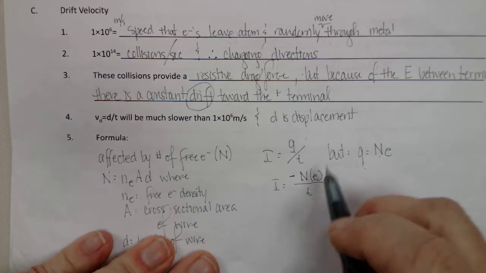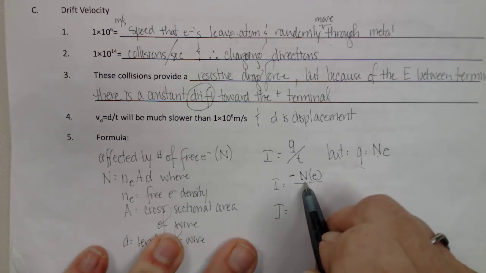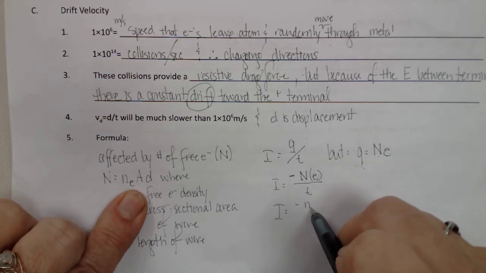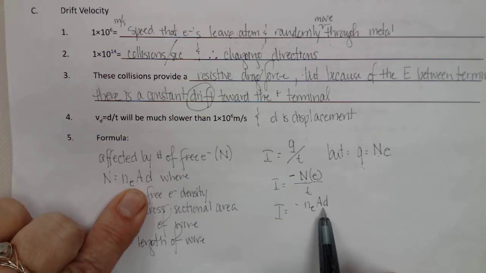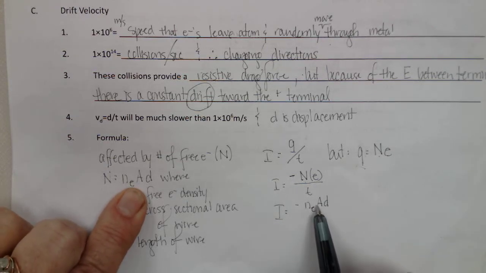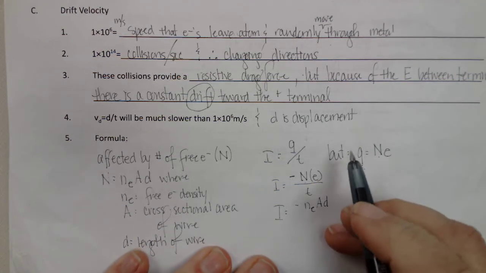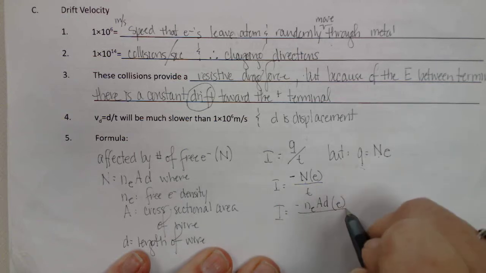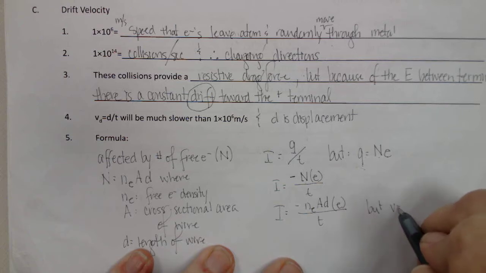Now let's redefine I. I can redefine my N. It's going to be a negative, I said over here, N sub e A d. That is how I identify how many free electrons I have: what is the density, and by the way, what is the space that it's in. So I'm being very specific about how many electrons I have, times e, because that is still carried along right here, all over t, but v is equal to d over t.